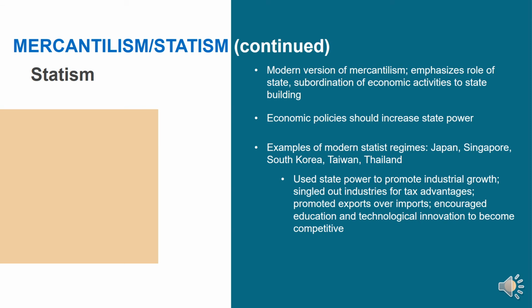In its modern versions, mercantilism emphasizes the role of the state, the subordination of economic activity to state building, and economic policy that should increase state power. Here we have examples of modern mercantilist regimes such as Japan, Singapore, South Korea, Taiwan, and Thailand. They use state power to promote industry growth, single out industries for tax advantages, promote export over import, and encourage education and technological innovation to become more competitive.